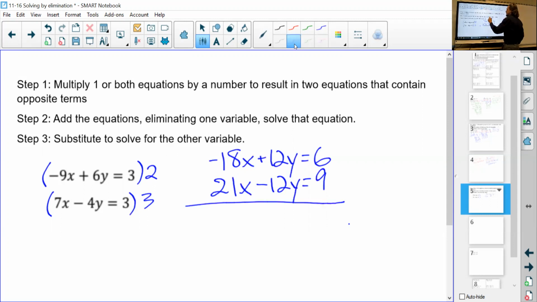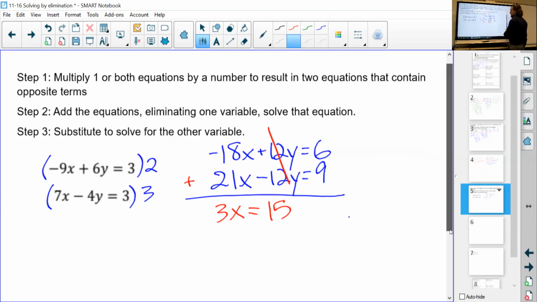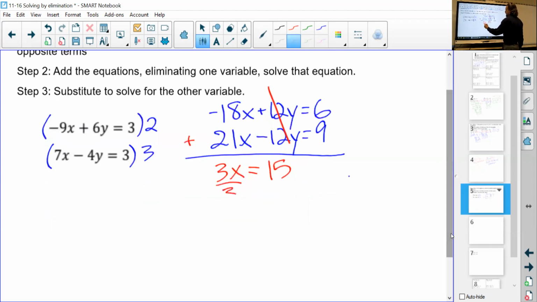All right, so I'm going to add these two together. Negative 18 and 21 makes 3x. 12 and 12 cancel out. 6 plus 9 is 15. So after all that, it's kind of ugly. The numbers got a little bit big, but then it simplifies down to a real easy equation here. 3x equals 15, so x would have to equal 5. So that's part of our answer.